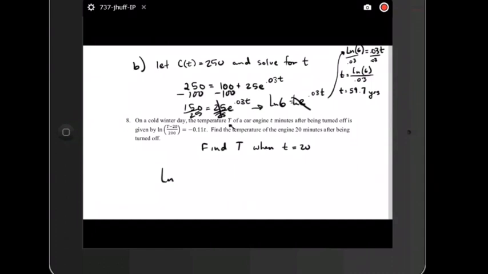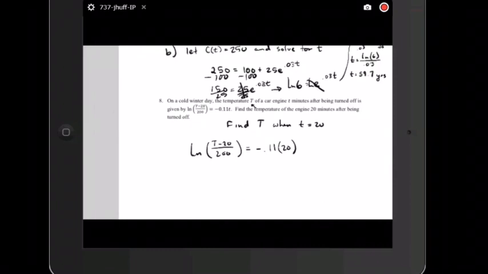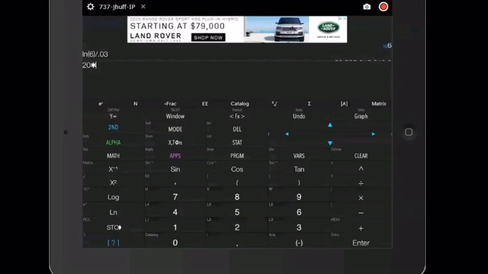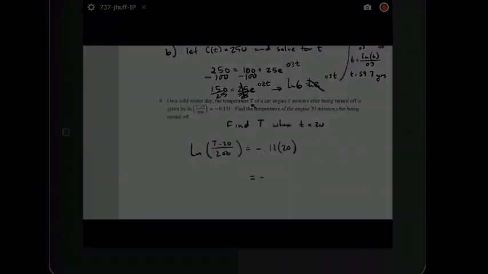So natural log of T minus 20 over 200 equals negative 0.11t. And then this is where we plug in the 20 right here for little t. So we need 20 times negative 0.11, negative 0.22, or rather negative 2.2, sorry.